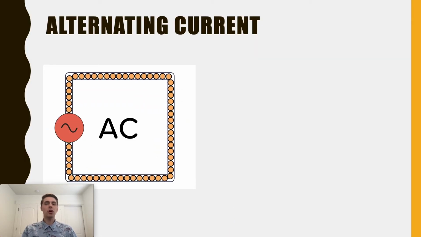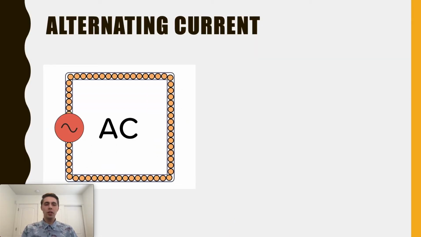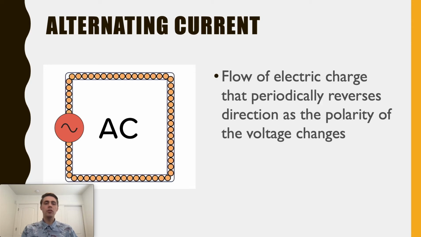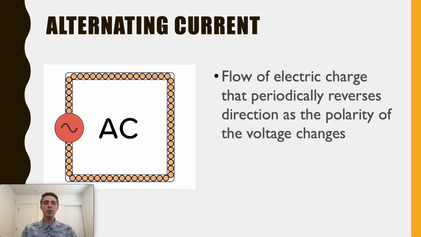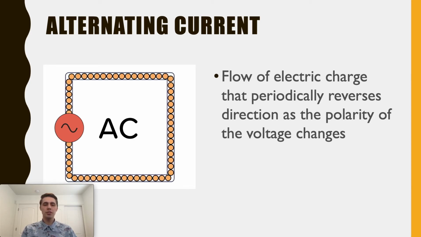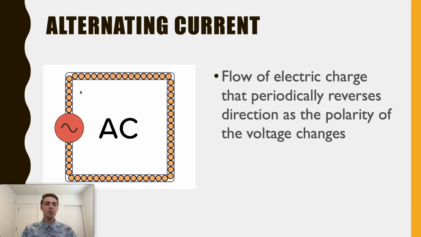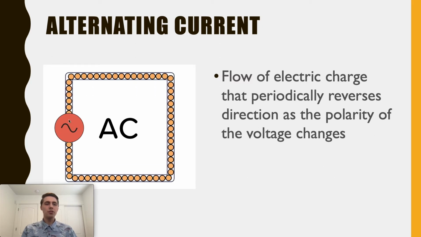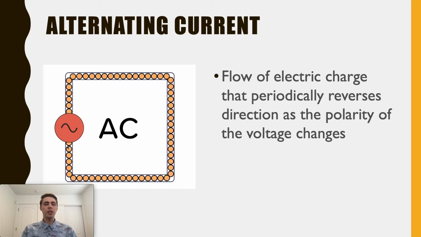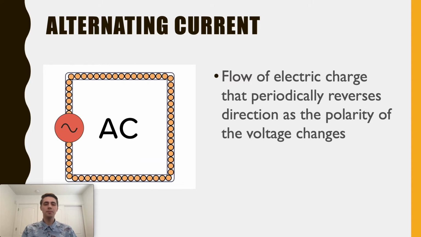So we'll start off with alternating current. Alternating current is the flow of electric charge that periodically reverses direction as the polarity of the voltage changes. What's essentially happening here, as you can see with this little GIF here, is that the charges flowing through the circuit are moving back and forth depending on the potential difference at that point in time.